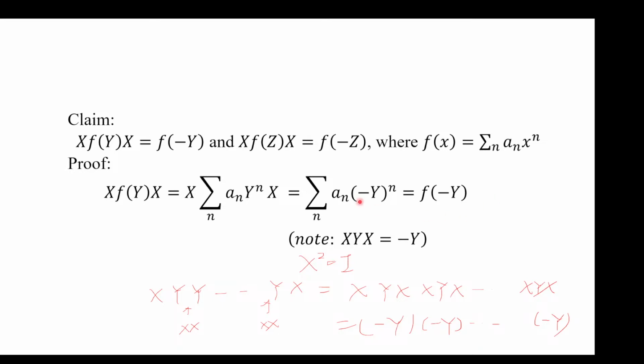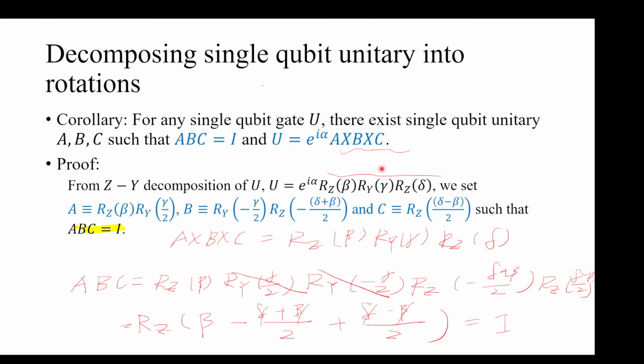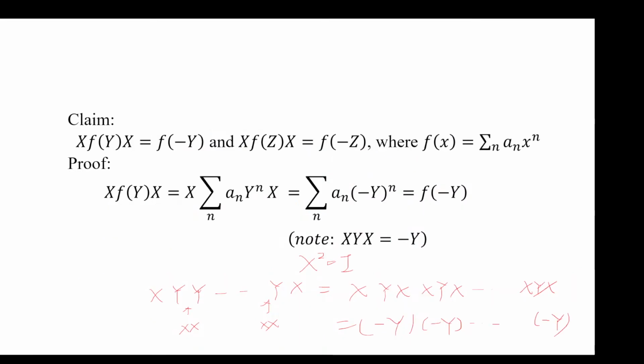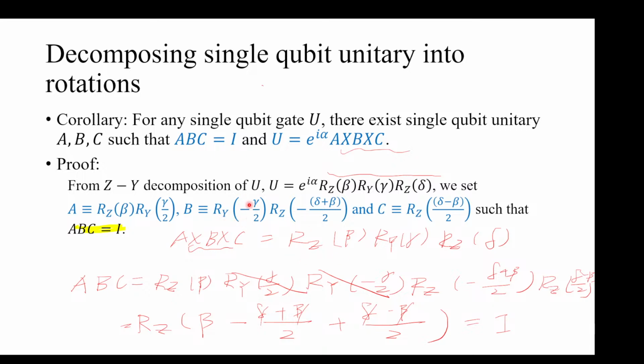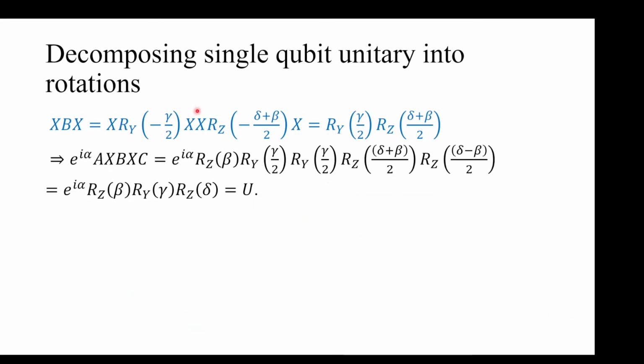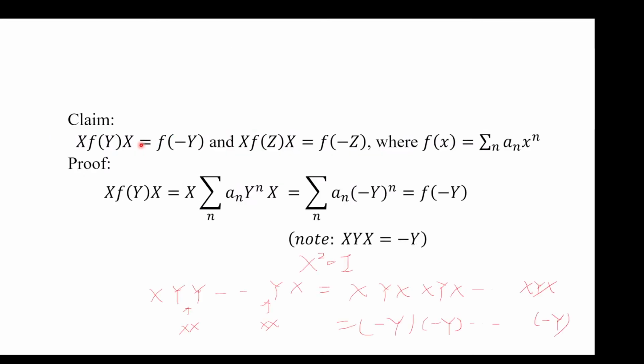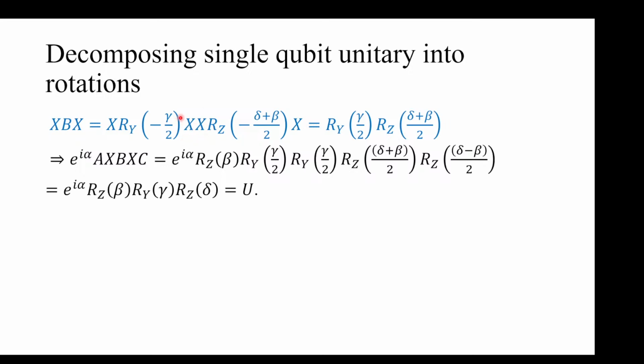Okay, and so similarly, you have f of z, symmetry by x, becomes f of minus z. And now finally, we can go back to what is x b x. Okay, so we now think about this x b x part. We need to remember b. B is this: r_y minus gamma over 2, r_z minus delta plus beta over 2. Okay, and the symmetry by x: r_y minus gamma over 2, r_z minus beta plus delta over 2. And just like what we did before, we can insert the identity here, and the identity equals 2x. So we have x between this r_y and r_z, and now we have two components. We have a function of y symmetry by x and a function of z symmetry by x, and we know that it just becomes a function of minus y and a function of minus z.